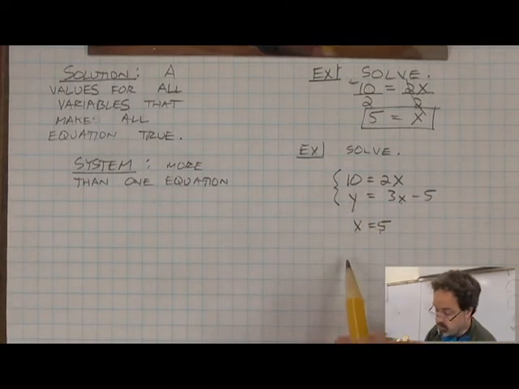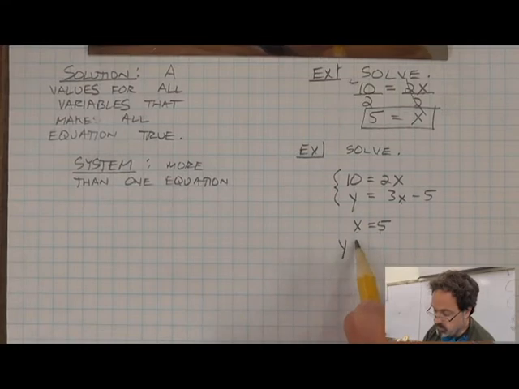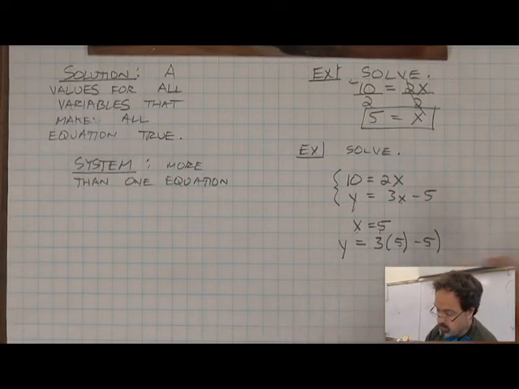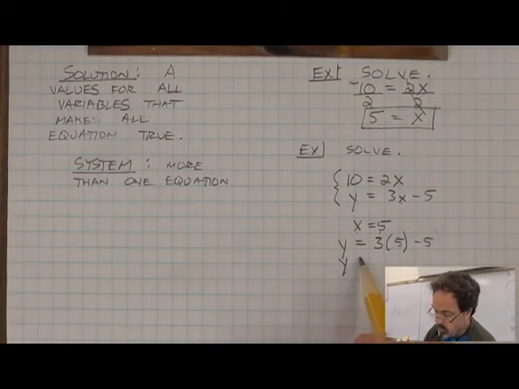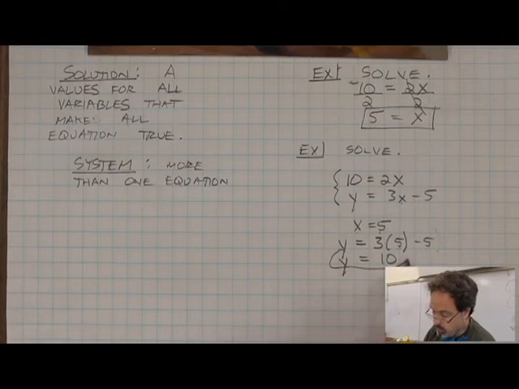And how I'm going to find that is I'm going to take the second equation and I'm going to rewrite it, but I'm going to substitute in the value 5 that I've already found for x. And when I do, I can get y already by itself. Simplify the other side. 3 times 5 is 15, and then 15 minus 5 is 10. I found a value for y and x.